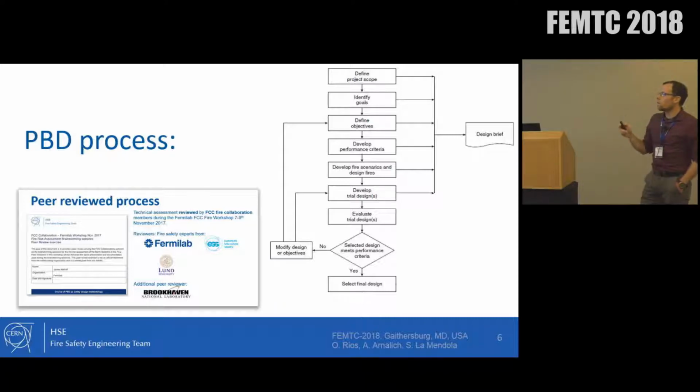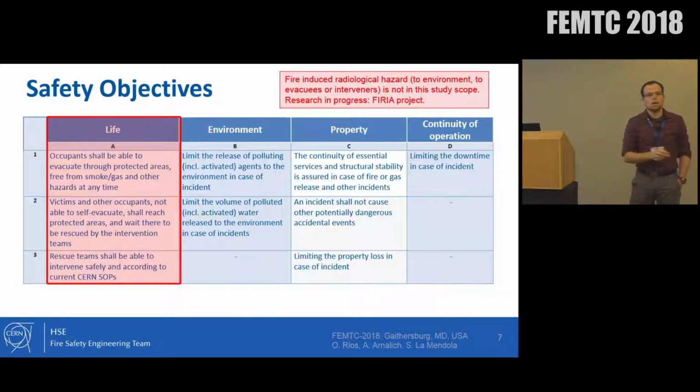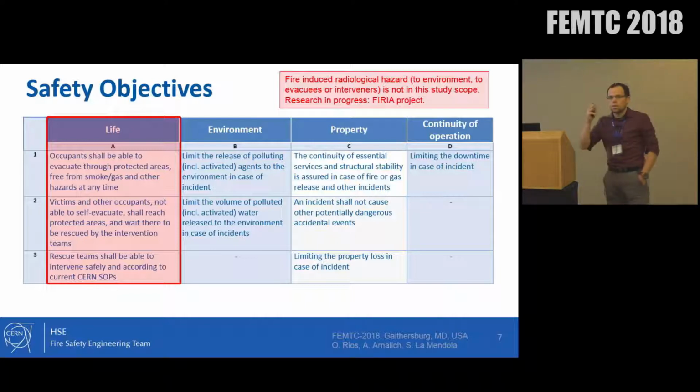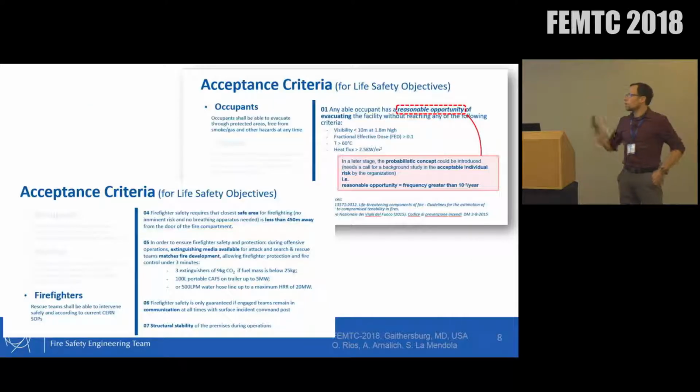So today I will focus though on a specific performance goal. We obviously look at different safety objectives. We look at life safety, environment, property, and continuity of operation. But I'll focus today on life safety, and more specifically, not on occupant safety. For occupants, we define occupants as all the people that can evacuate by themselves. Those are occupants, and we took different thresholds as they are stated in different guidelines.